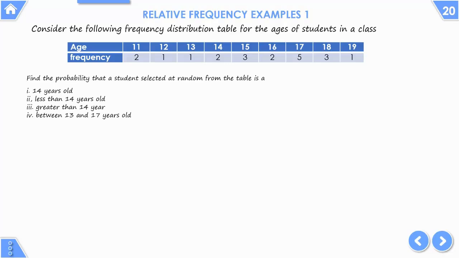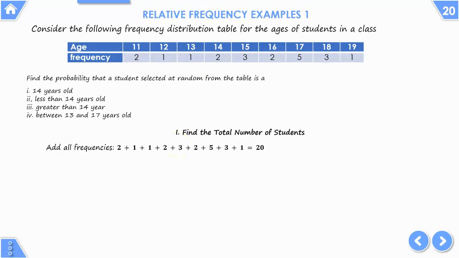Now, find the probability that a student selected at random from the table is: one, a 14-year-old; two, less than 14 years old; three, greater than 14 years old; and four, between 13 and 17 years old. So you find the total number of students. That will be the total outcomes for this type of probability. All frequencies added together give us 20.